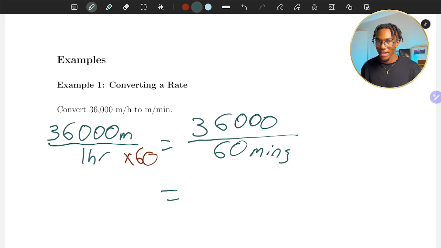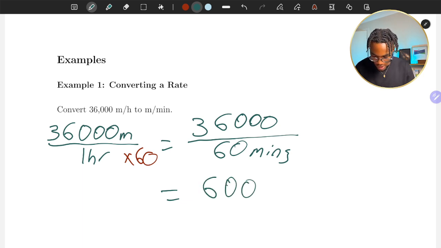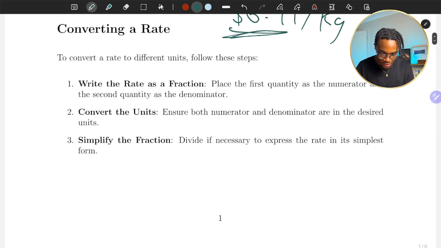And then we put that in the calculator, and my calculator has gone missing, right? So I will be back in 1 second. All right, found it. So put this in the calculator, 36,000 over 60. We get 600 meters per minute. Right, just like that. 3 steps: write it as a fraction, convert the units, simplify.